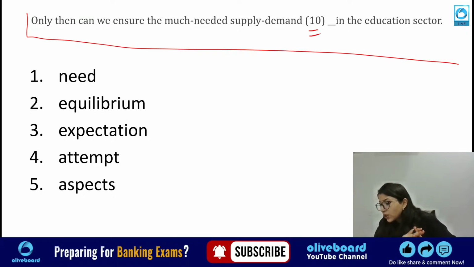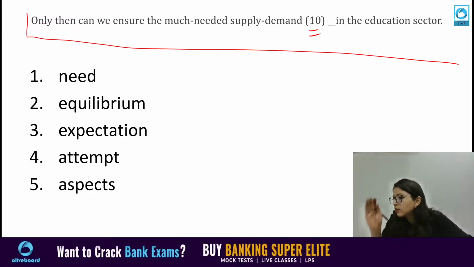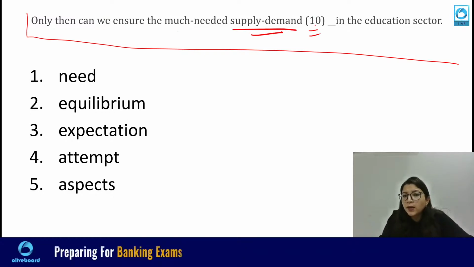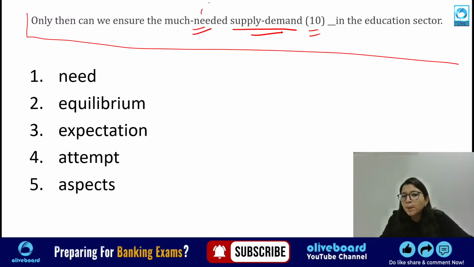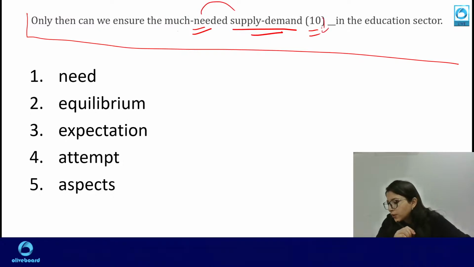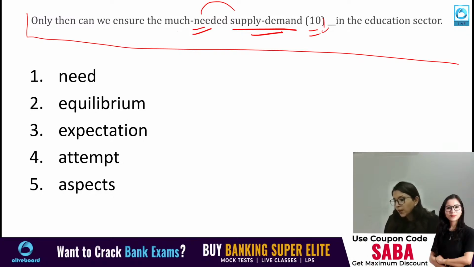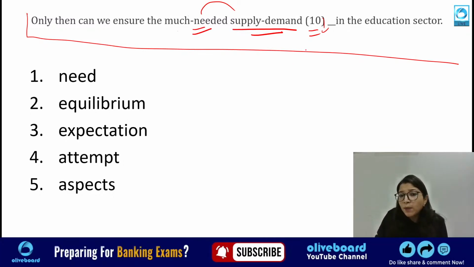Expectation. Who is saying expectation? Deepak Raj. What is it saying? Only then. Only then means once we focus on government schools also, then can we ensure the much needed supply demand need. Already, what is given here? It is already saying much needed supply demand. Are we talking about need in the education sector? What are we talking about, supply and demand? We are talking about balance, that if we have more schools, then only we will be able to accommodate all the students. So as much as our demand is, that much supply will be there. So supply demand balance we are talking about, not the need.